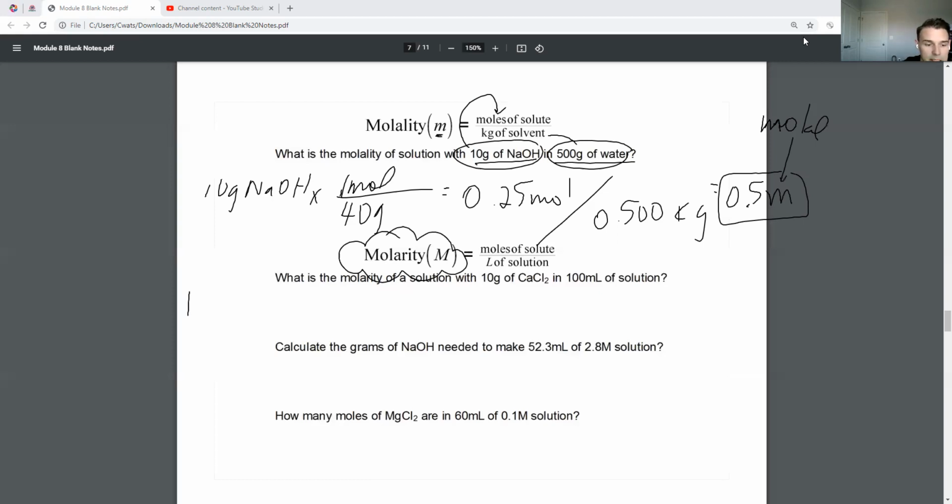Okay, so we'll start by taking 10 grams of calcium chloride, turn that into moles, 110.98, which gives me 0.09 moles. Now, a lot of these problems that I'm doing only have 1 or 2 sig figs, which you do want to pay attention to your sig figs.